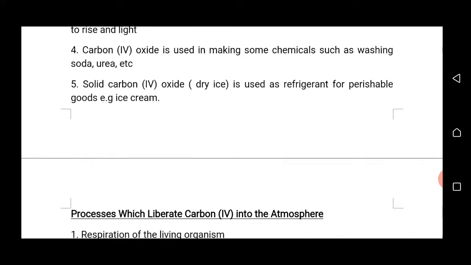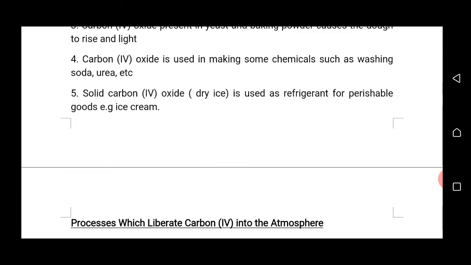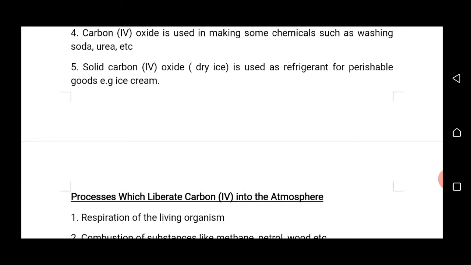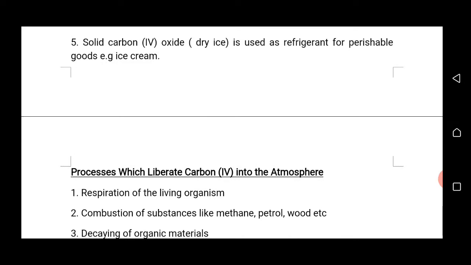4. Carbon 4 oxide is used in making some chemicals such as washing soda, urea, etc. Carbon 4 oxide is one of the important raw materials used in making washing soda or urea and any other trioxocarbonate 4. Number 5. Solid carbon 4 oxide, that is dry ice, is used as refrigerant for perishable goods, e.g. ice cream.